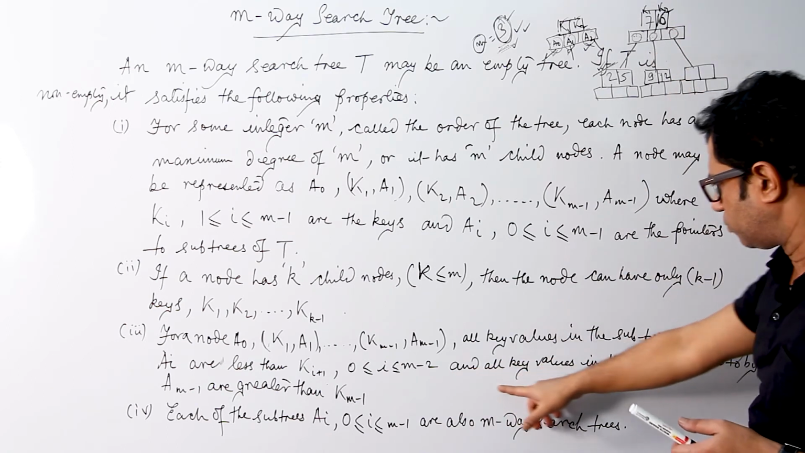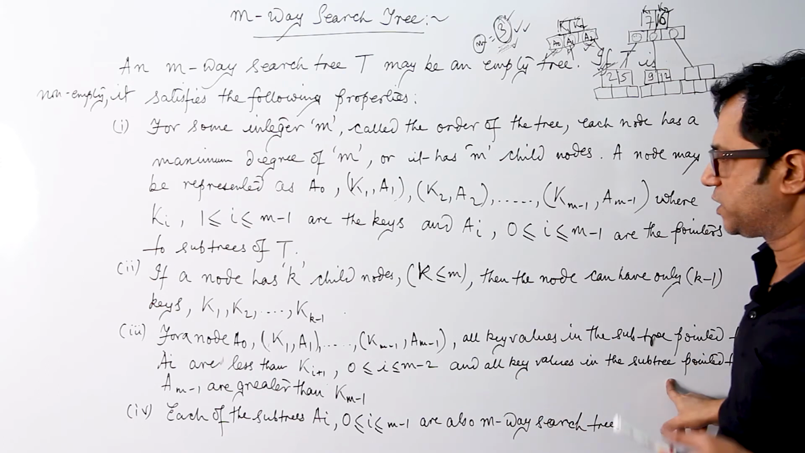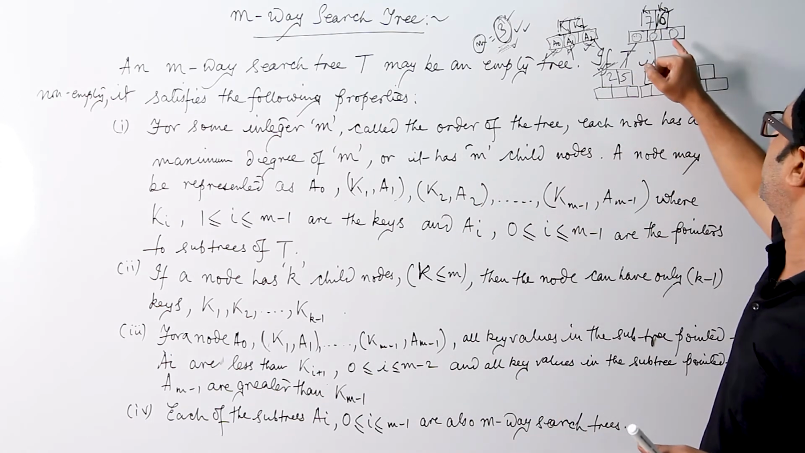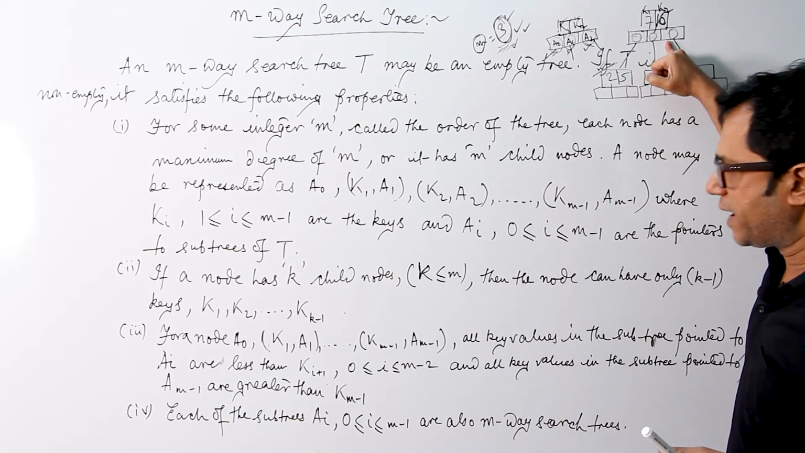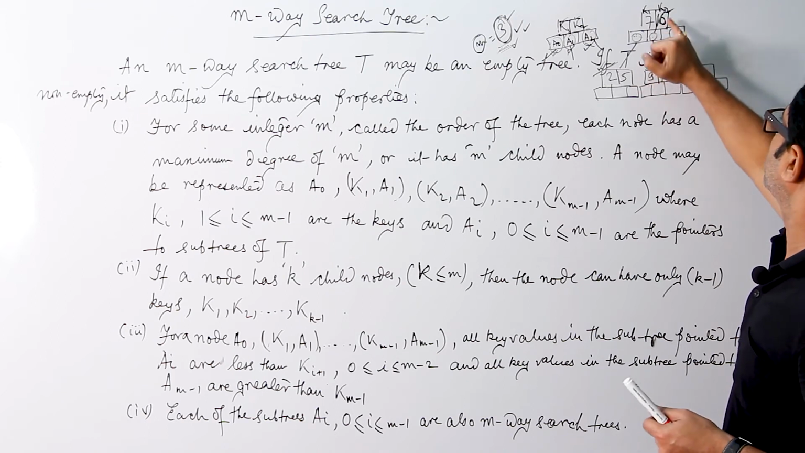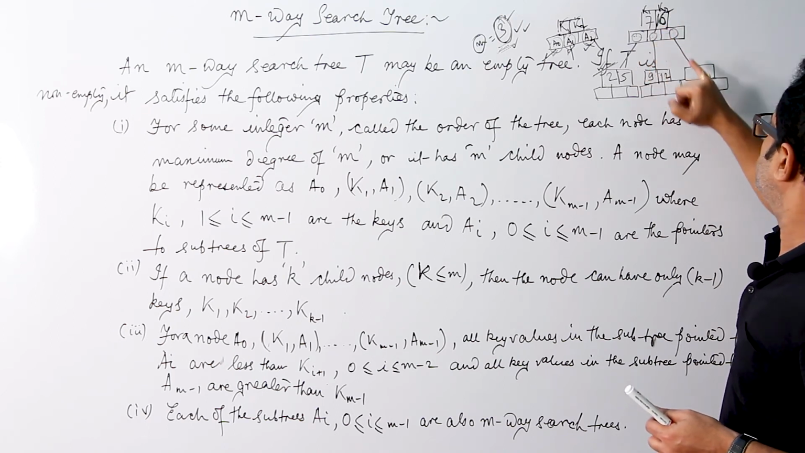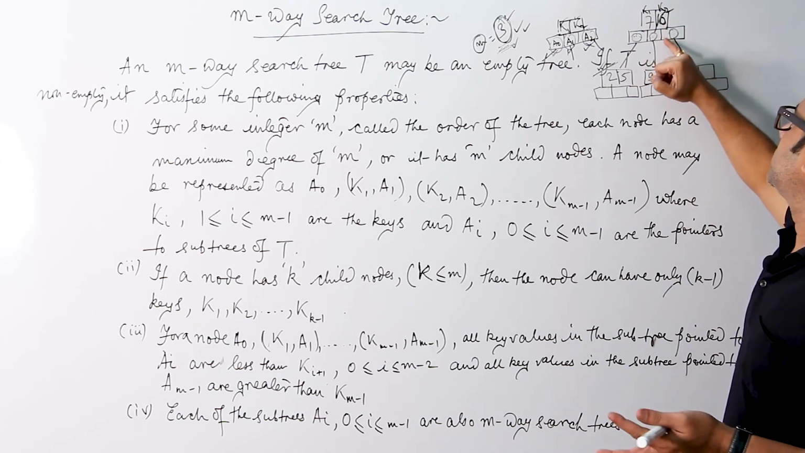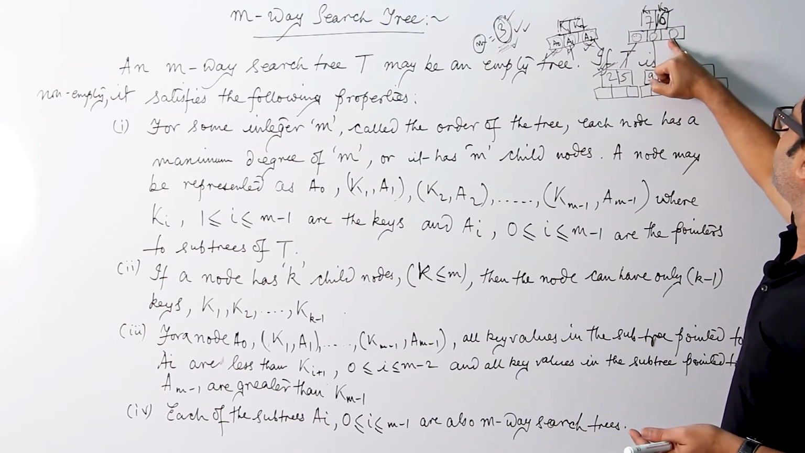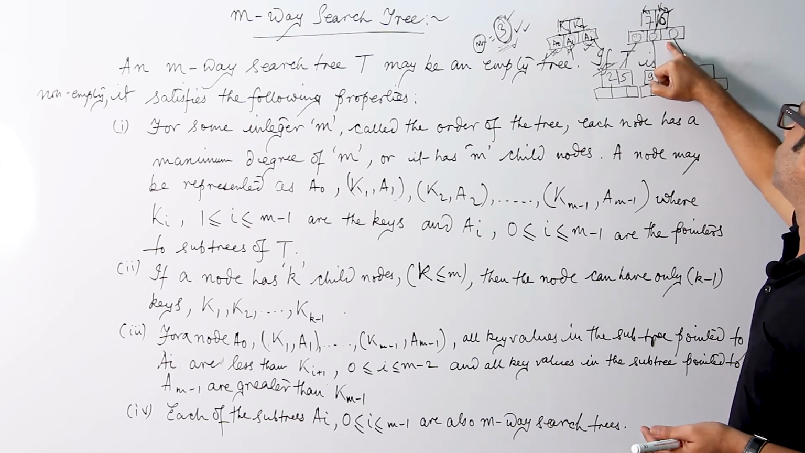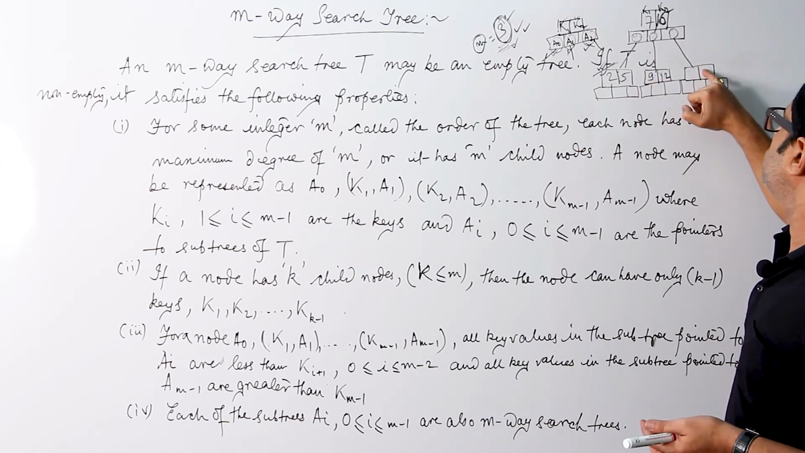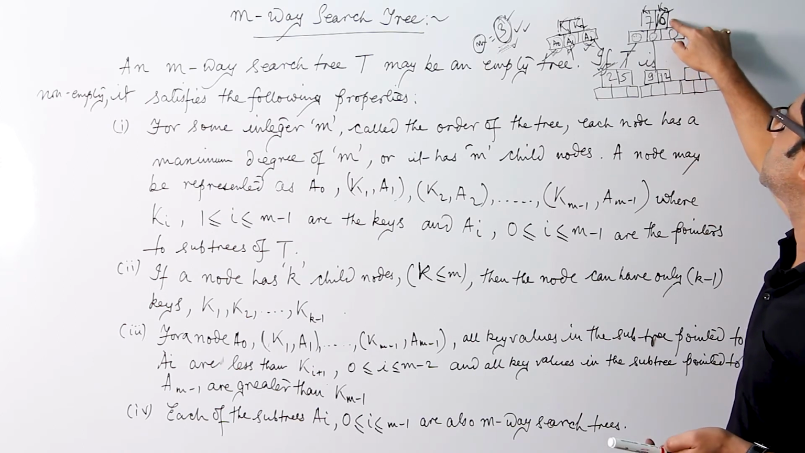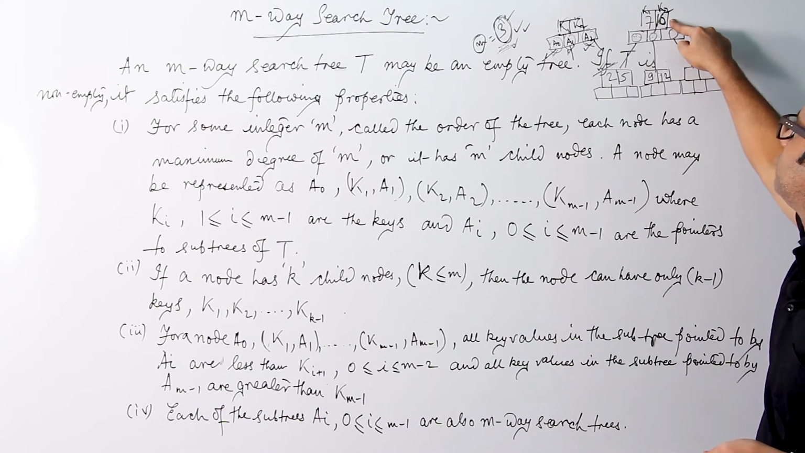So, that is written over here, and all key values in the subtree pointed to by a(m-1) are greater than k(m-1). So, a(m-1) is this one and k(m-1) is this one. So, the values in that subtree should be greater than k(m-1), that is more than 16, and the pointer is leading from a(m-1), and this node will have values more than k(m-1). Over here this k(m-1) is nothing but k2, and the value is 16.